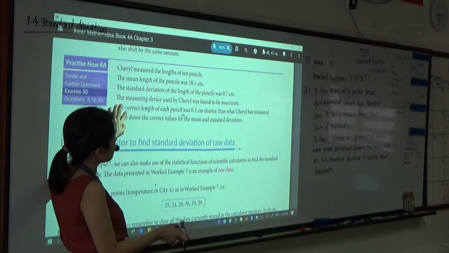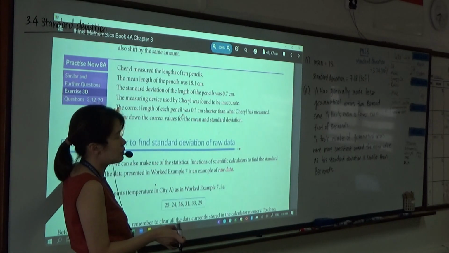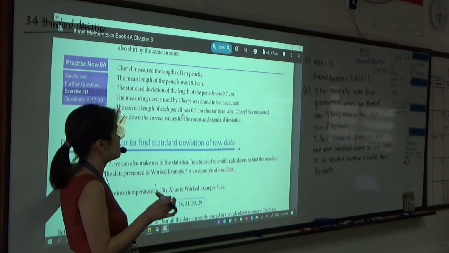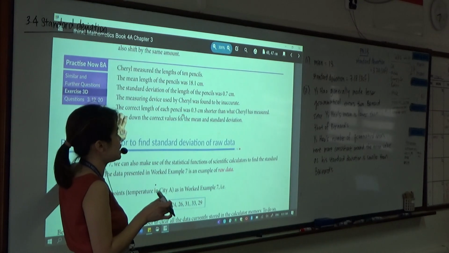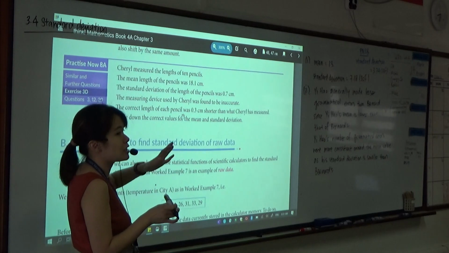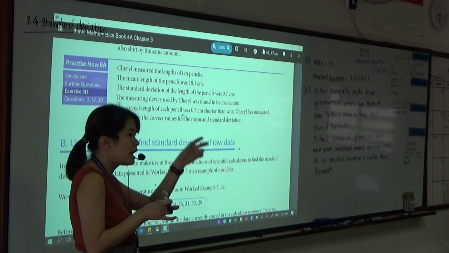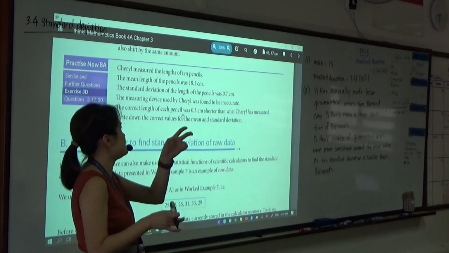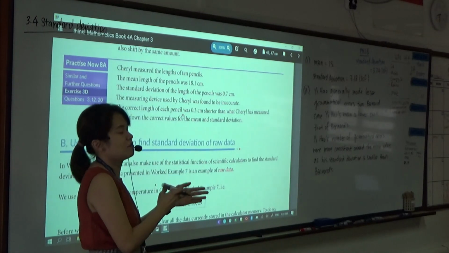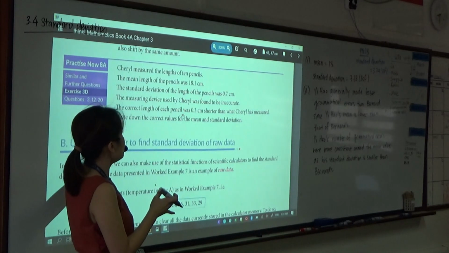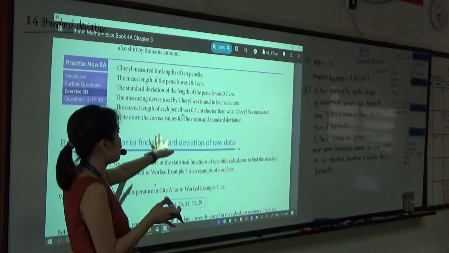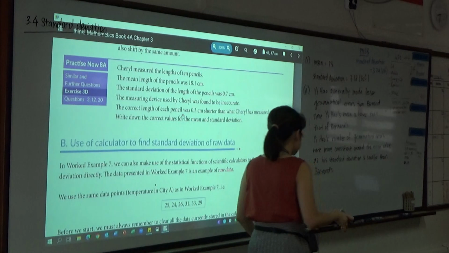Then it says that the measuring device being used by Cheryl was found to be inaccurate. The correct length of each pencil was actually 0.3 cm shorter than what Cheryl has measured. So every single length is supposed to be a deduction of 0.3. We want to write down the correct values of the mean and the standard deviation.